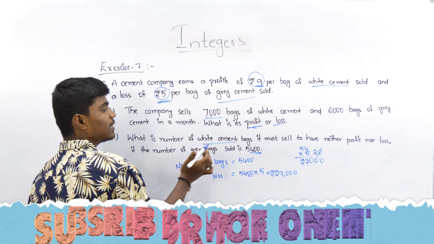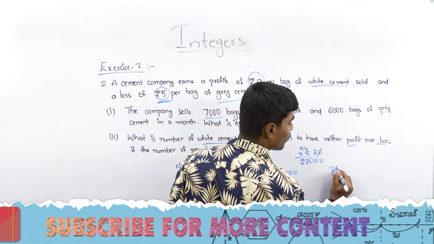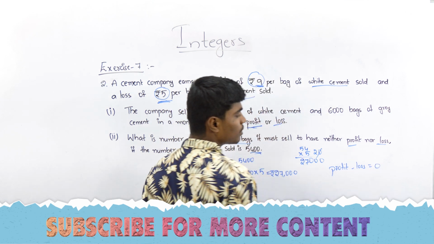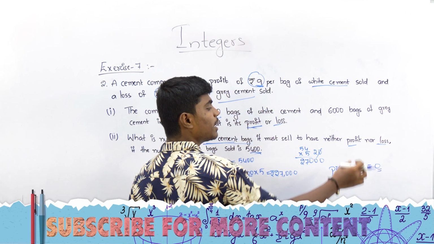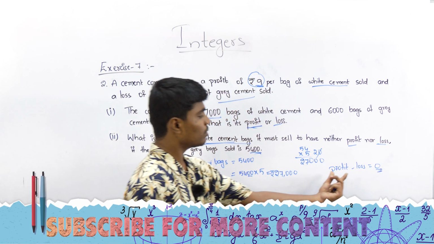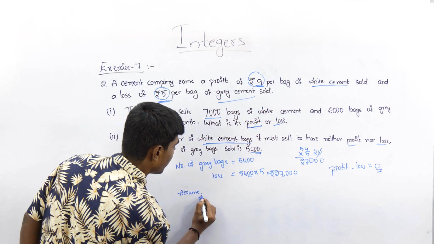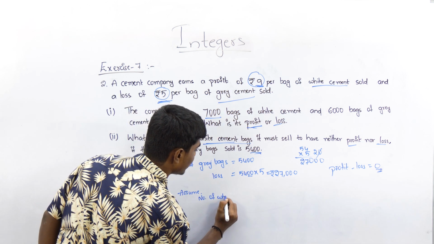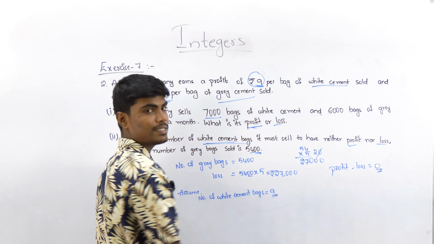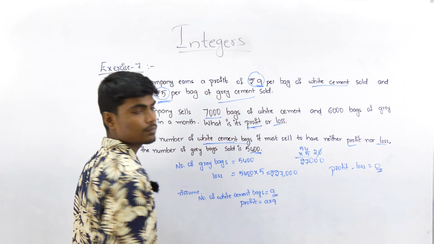Here he is asking for the number of white cement bags to get neither profit nor loss. So profit minus loss is equal to 0. Why 0? He should not get profit, he should not get loss. So 0. Here the loss is equal to 27,000. Let's assume the number of white cement bags is A. Now profit is equal to A into 9.